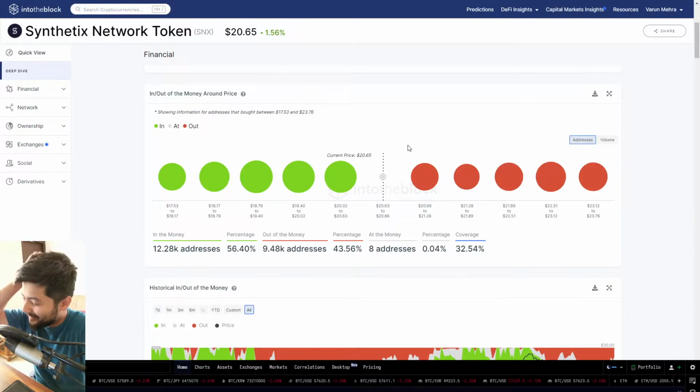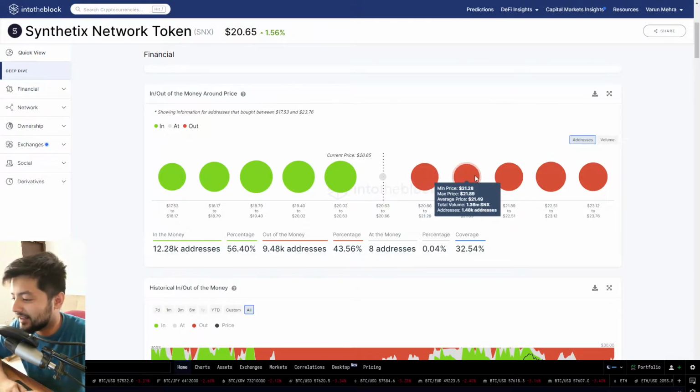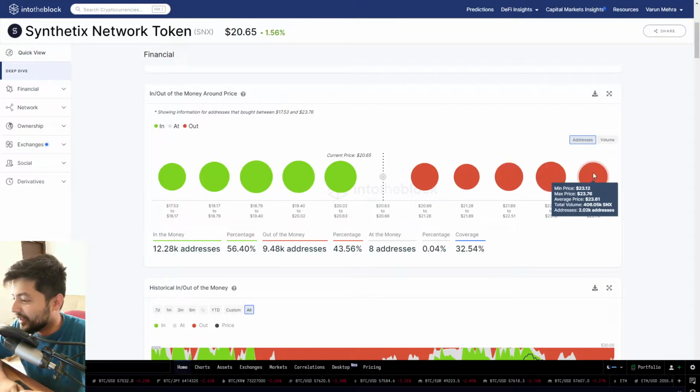price point. If the price starts to tumble below the $20 level, these figures will keep on increasing. As you can see, the number of people purchasing Synthetix between the $20 to $21 range is a total of 2 million Synthetix. For this price point right here, 1.36. Now this is 1.56 million Synthetix. And 406k Synthetix were bought above the $23 price point as well. So they are at max pain right now, right? As simple as it can get.